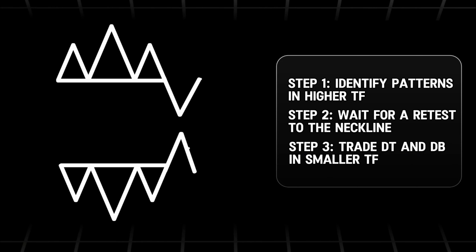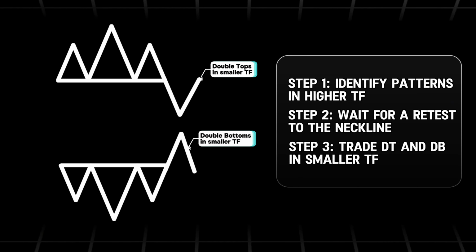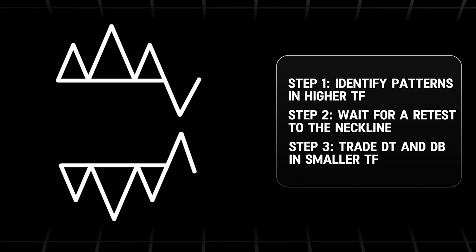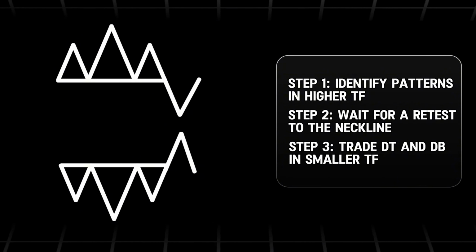This step increases the probability of a successful trade and avoids false breakouts. Finally, shift to a smaller time frame, such as 15 or 30 minutes, and look for double tops or double bottoms forming near the neckline. These smaller time frame patterns provide precise entry points aligned with the higher time frame trend.